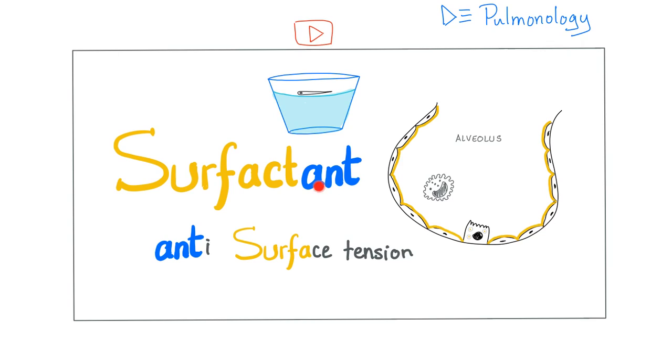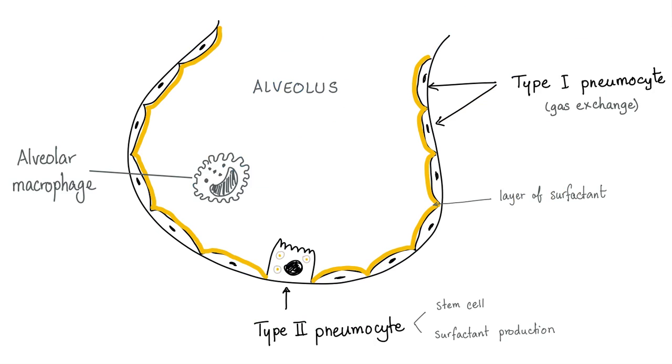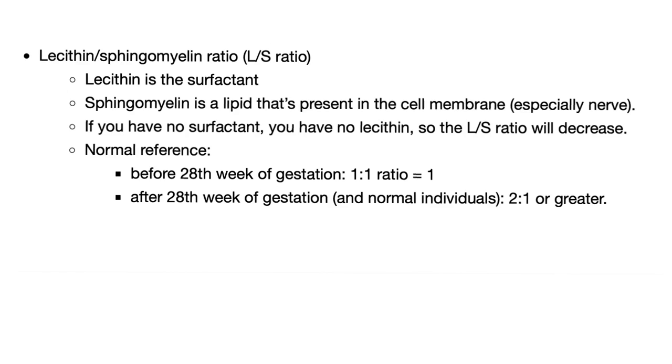In the previous video, I've talked about surfactant, which is anti-surface tension. Highly recommended that you watch the previous video before watching this video. As you know, the alveolus has type 1 pneumocytes for gas exchange and type 2 pneumocytes for surfactant production. This yellow line is the surfactant creating an interface between the air here and the water here. When you separate the air from the water, you decrease the surface tension and you protect your lung from collapsing. We have talked about lecithin sphingomyelin ratio before. Normally, if we're talking about after 28th week of gestation, it should be 2 or higher.